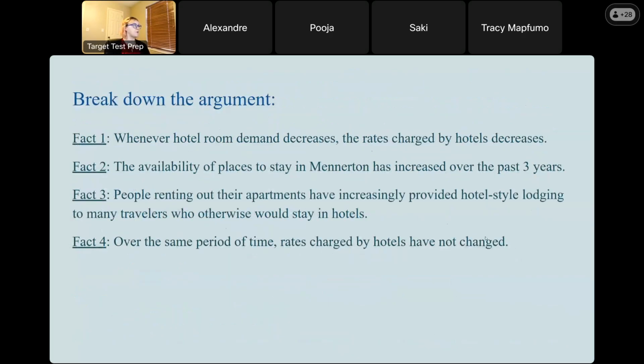Let's look at our breakdown. Whenever hotel room demand decreases, the rates charged by hotels decreases. So this is very basic supply and demand. One of the things I want to point out with these questions is that because you are not expected to have any information coming in, they might explain things that are kind of obvious. They have to do that.